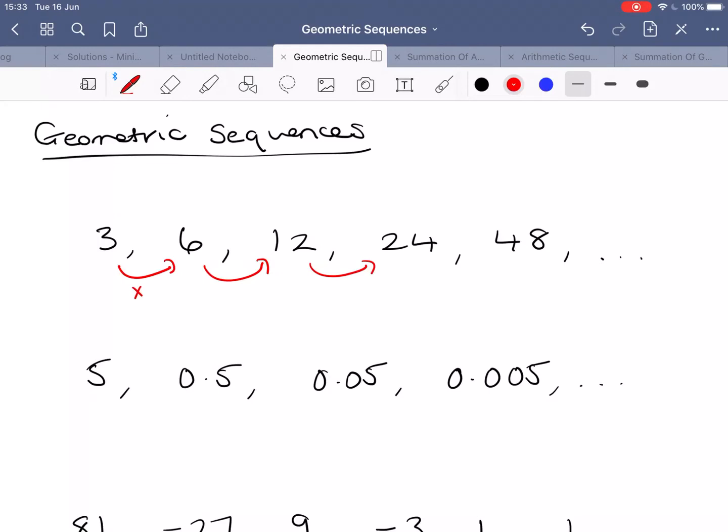And so if we look going from 3 to 6 to 12, we can quite easily see that we are doubling. So we're multiplying by 2 each time. If we're going from 5 to 0.5 to 0.05, you can see it's getting 10 times smaller, but we always have a common ratio as a multiplicative factor. So it's times by 1/10, dividing by 10 or timesing by a tenth.